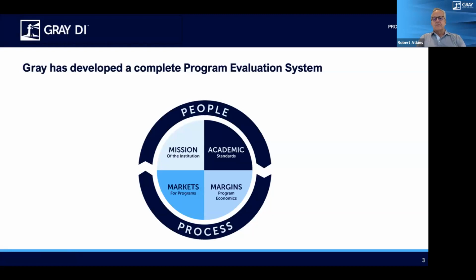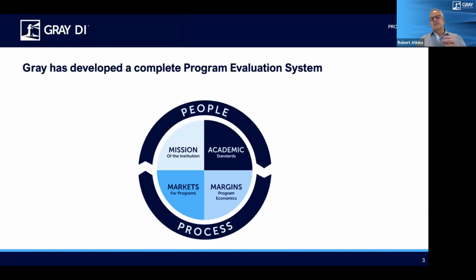So what data is that? First, it's data about markets. Do students want the program? Are there jobs for graduates? How heavy is the competition? What's the right degree level for this program? That flows into margins, because really markets in many ways cause margins through student demand.